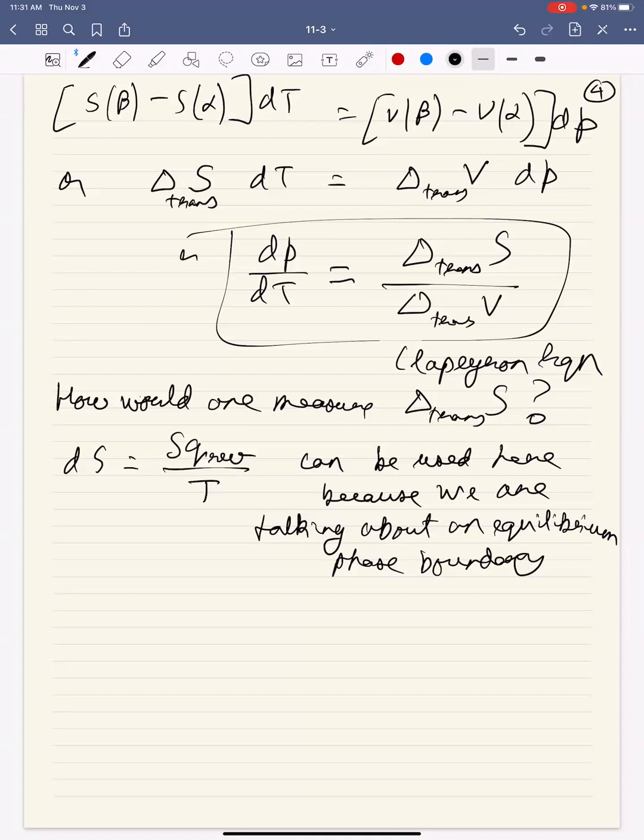Go ahead, Sophia. Just what is the word beside the delta Q? dS is equal to delta Q reversible divided by T can be used here because we are talking about an equilibrium phase boundary. You're silent. You have a question? No? Okay, I'll give a chocolate for a question. Anyone has a question? Go ahead.